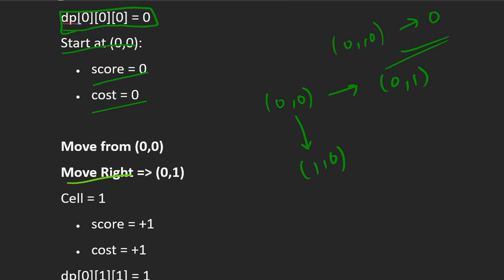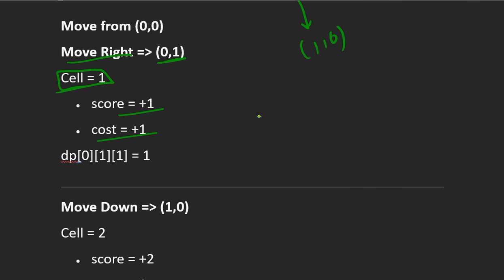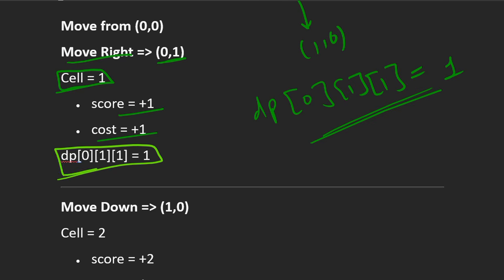So first we will move to the right cell, that is 0 comma 1. At 0 comma 1, what is our value? The value is 1. So what will be our new score? The new score is basically the old score plus the current score. So the score will be 1 and the cost will be 1. So now, dp value at 0 comma 1 with cost 1, what is the score? The score is 1. So that we stored at 0 comma 1 with cost 1.